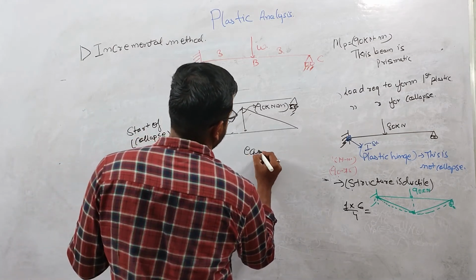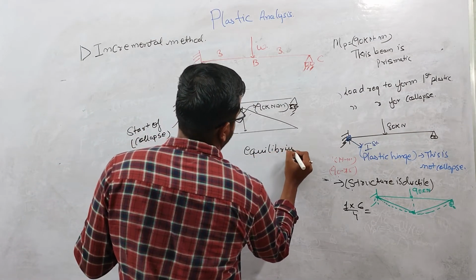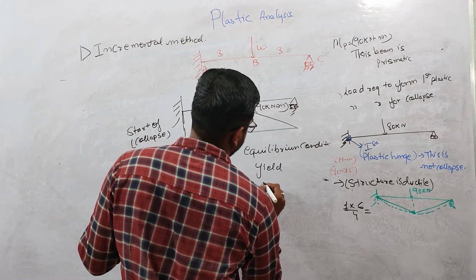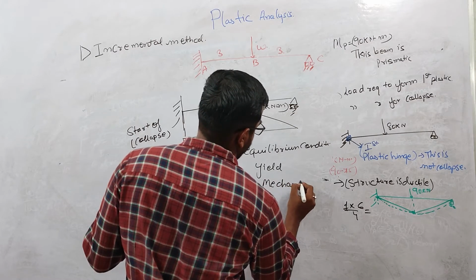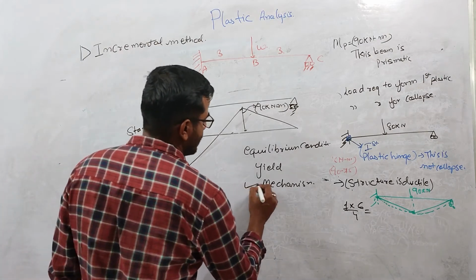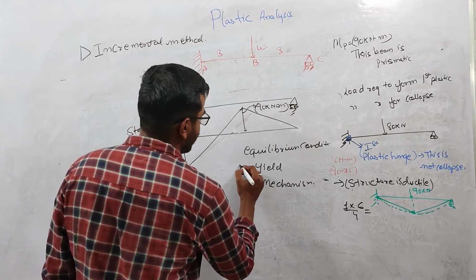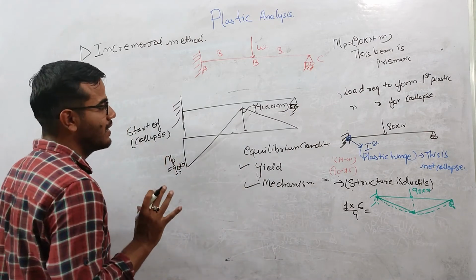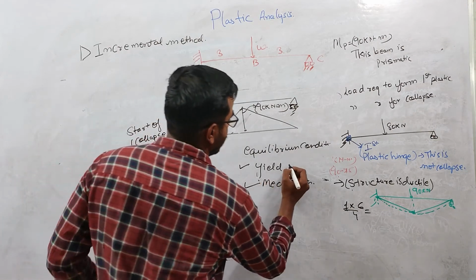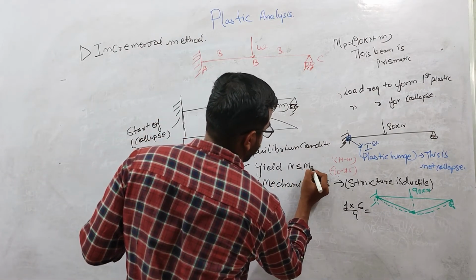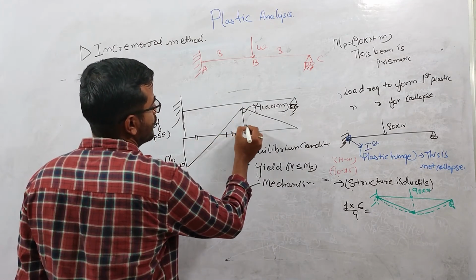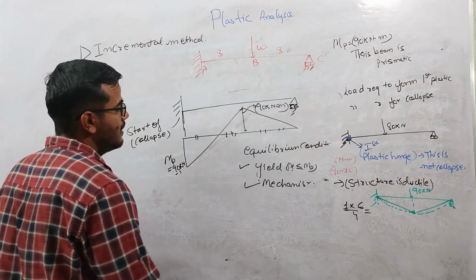One is the equilibrium condition. Second is the yield condition, and third is the mechanism. Right. Since two hinges are formed, that means the mechanism is there, so this condition is satisfied. What about the yield condition? You can see that in this bending moment diagram, anywhere in this beam, the moment is not crossing this Mp value. So M is always less than or equal to Mp. Here it is less than Mp, here it is less than Mp, here it is equal to Mp, here it is less than Mp. So this condition is also satisfied.